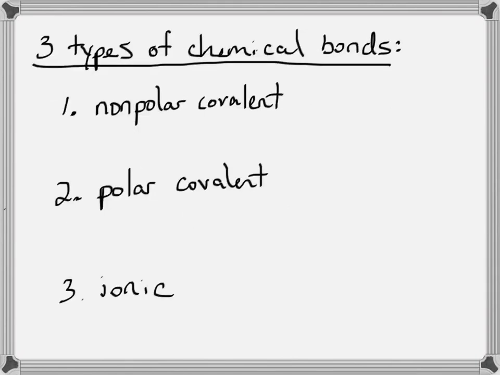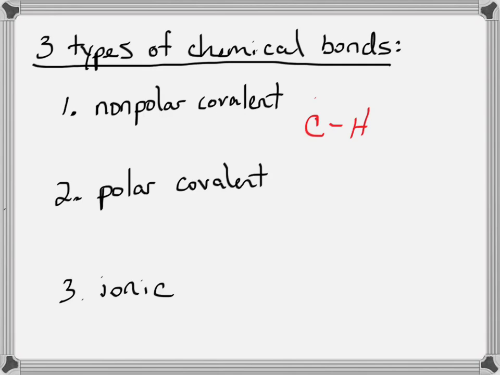Now we can separate bonds between atoms into three major categories. And these three categories really just indicate how much sharing, or what kind of sharing, is happening of the electrons between the atoms. The first kind is nonpolar covalent. In a nonpolar covalent bond, the electrons that are being shared by the atoms are being shared equally. This is like you getting 50% of the popcorn and your date getting 50% of the popcorn. It's equal sharing. And an example of this is a carbon-hydrogen bond, for instance. That is a nonpolar covalent bond.